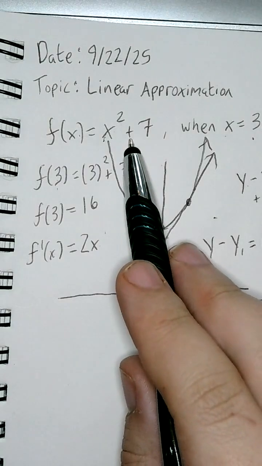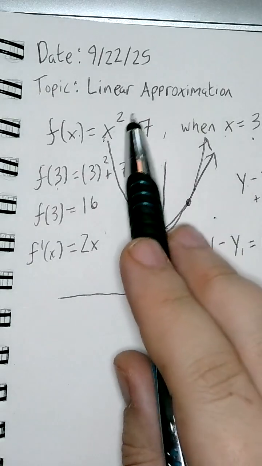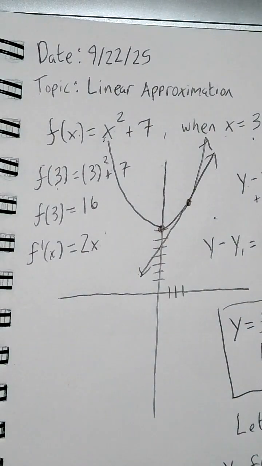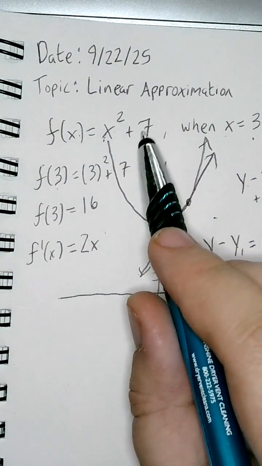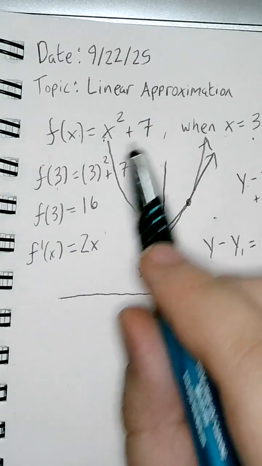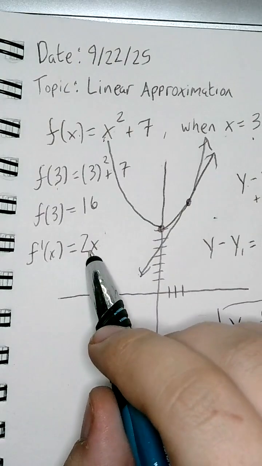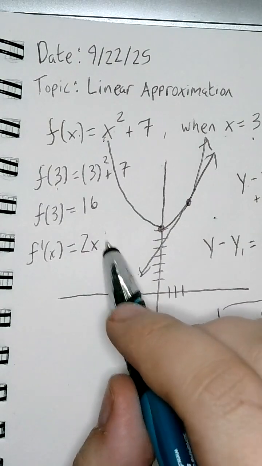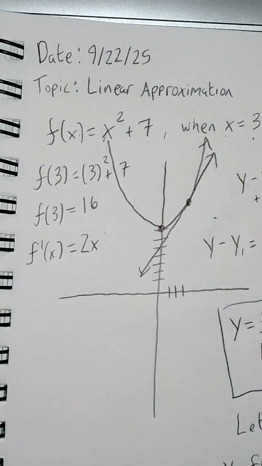And then when I take the derivative of 7, 7 is a constant. How do I know it's a constant? It's a constant because there's no variable next to it. So the derivative of a constant is always 0. So this is, in essence, 2x plus 0. Because I have plus 0, 2x plus 0 is the same as 2x, so I'm not going to write the 0.